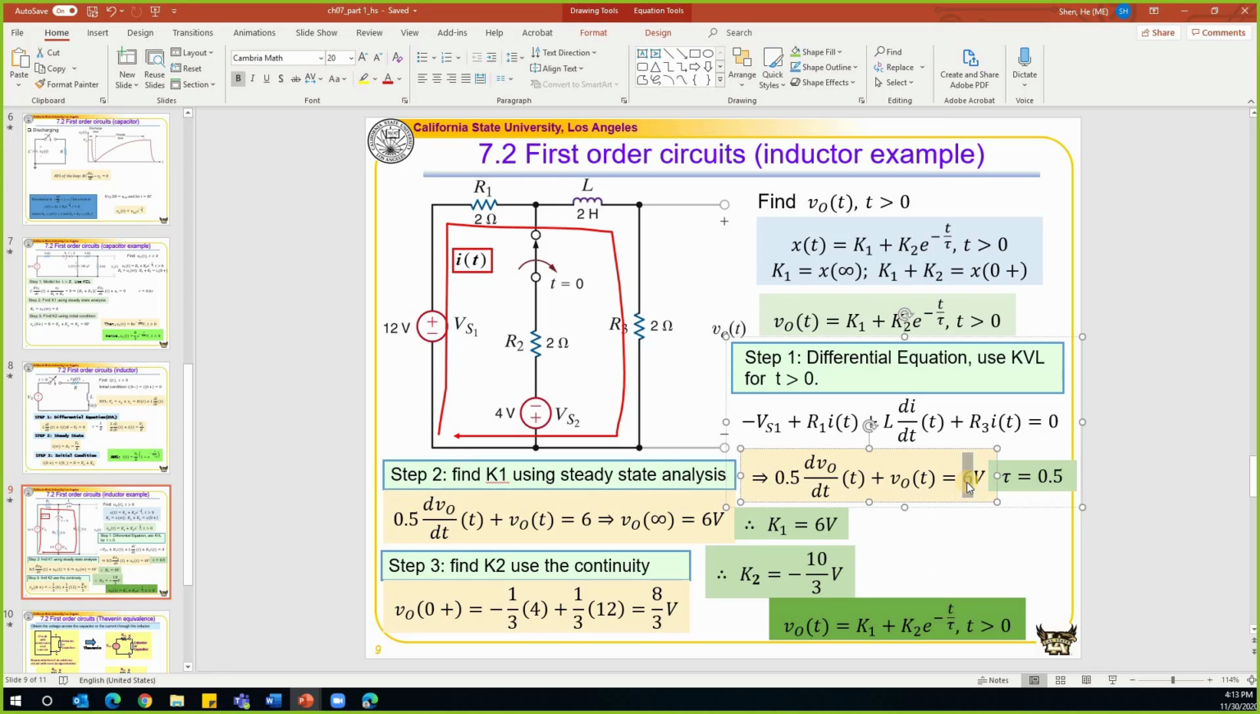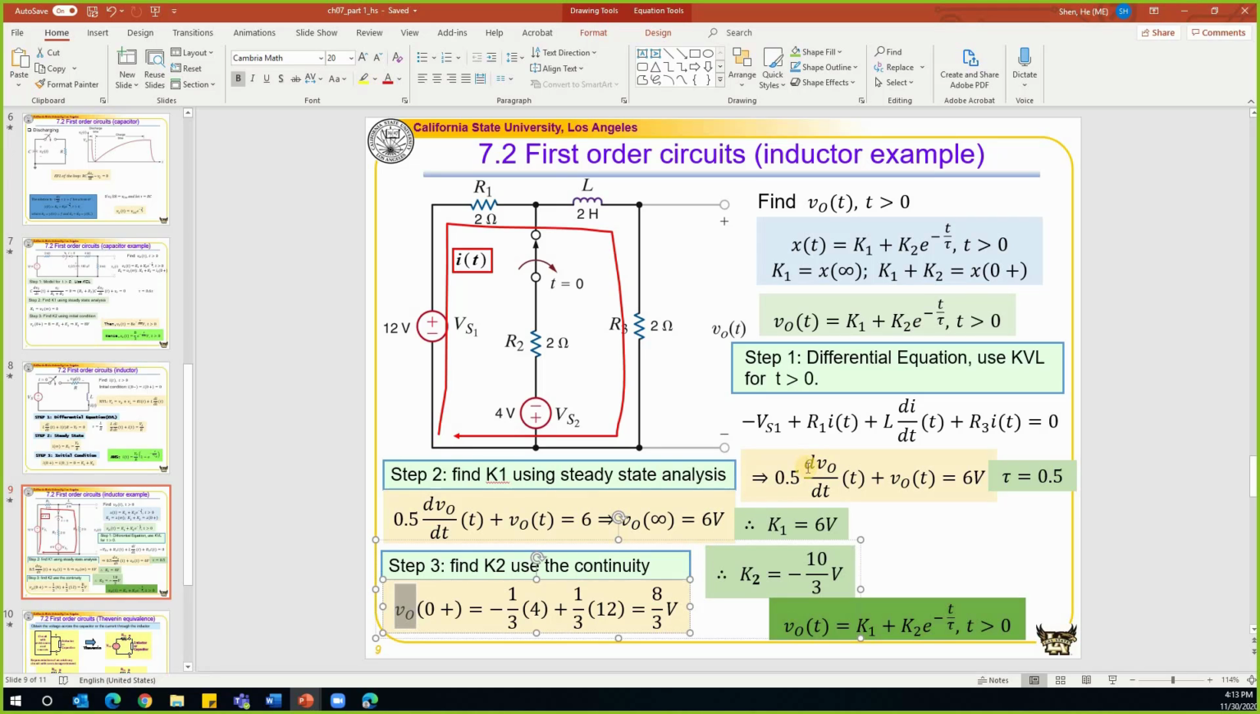And we know this is equal to K1, so we already found K1 is equal to 6, right? And the second part is to use the initial condition to find K2. So the initial condition, V at time t equal to 0, is equal to K1 plus K2.